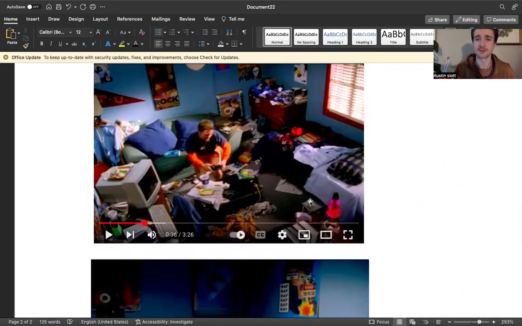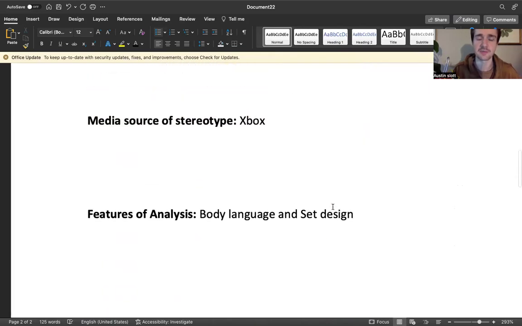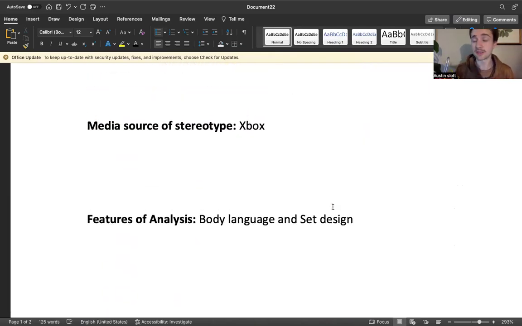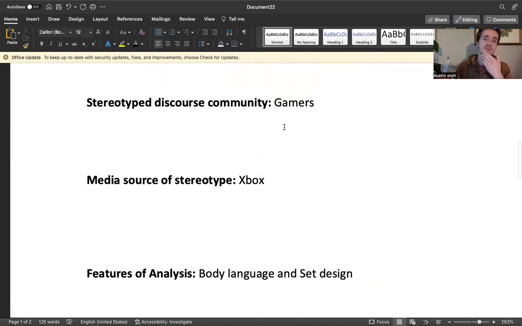So if I wanted to, I could use these three visual texts, these three moments from that commercial, from that Xbox campaign to write my paper. And now it would just be a matter of writing it. It would just be a matter of getting the 1,200 words. But I could use these in my features analysis. I know this is a stereotype. I know this is a stereotype community.